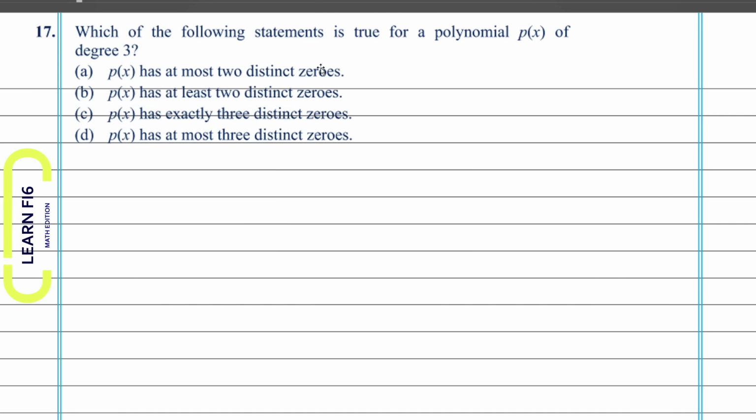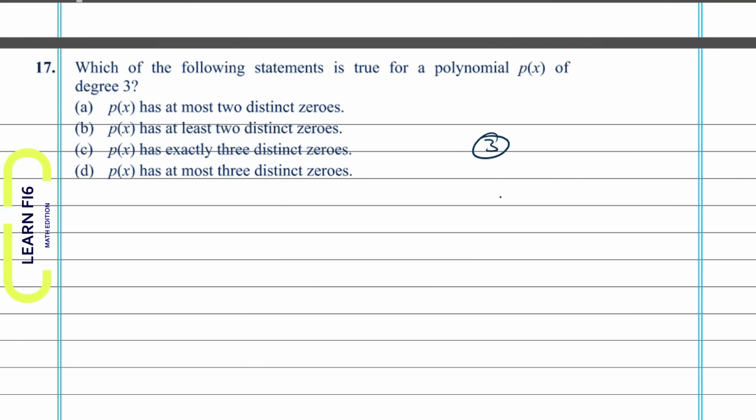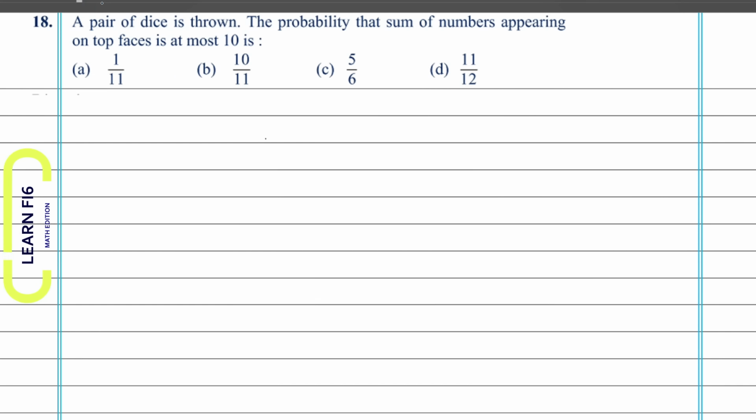Question number 17. Which of the following statements is true for a polynomial of degree 3? In this case, the polynomial has degree 3, which means the number of zeros must be equal to the degree, or it should be less than the degree. It can't be more than 3. So the answer is option D, which means at most 3 distinct zeros, which means the maximum number of zeros is 3. It won't cross 3.